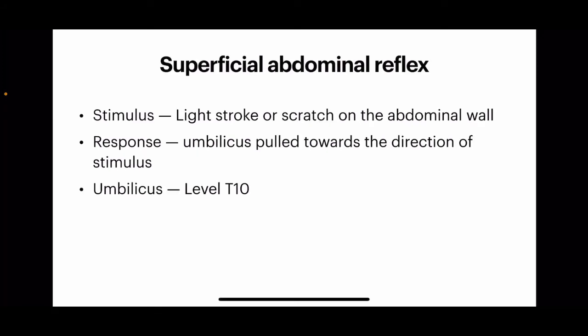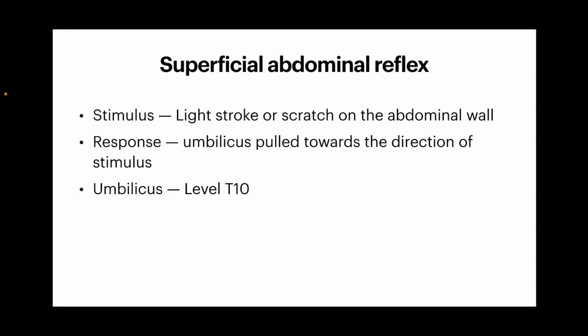Now we are going to discuss the superficial abdominal reflex. This is a very important topic that you have to know. What is the stimulus that you give? You give a light stroke or a scratch on the anterior abdominal wall. And what is the response? The umbilicus will be pulled towards the direction of the stimulus. There will be contraction of the abdominal muscles, and the umbilicus will be pulled towards the side of the stimulus that you give. That is what is called the superficial abdominal reflex.